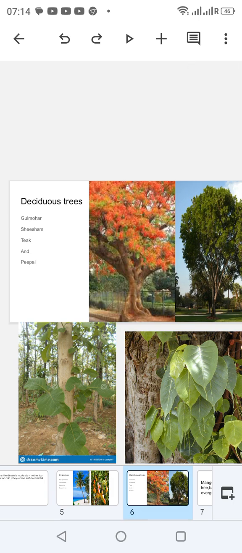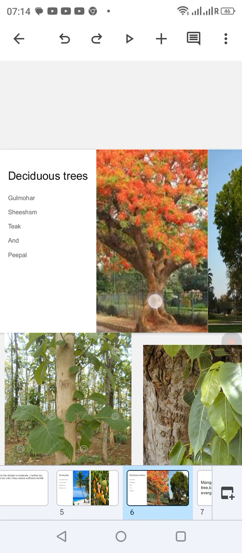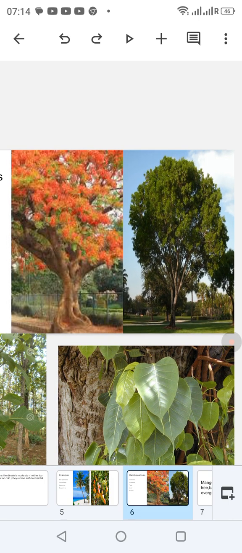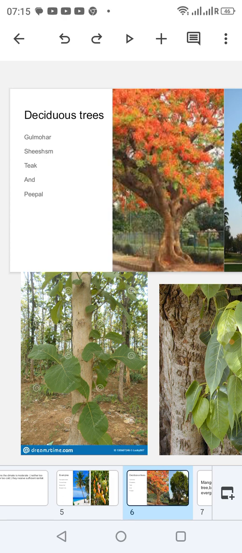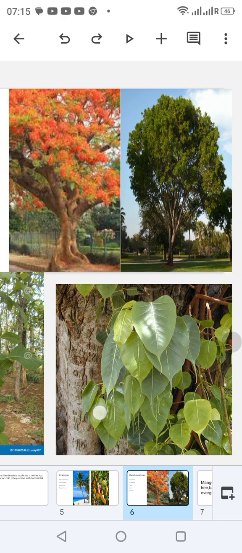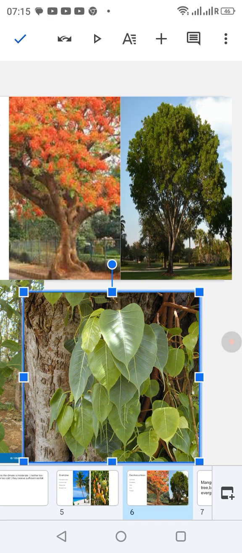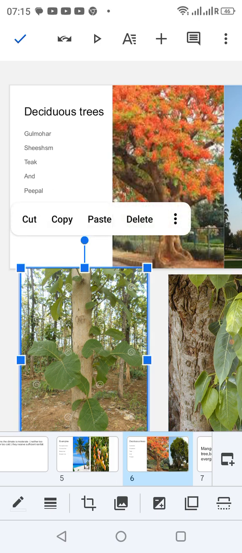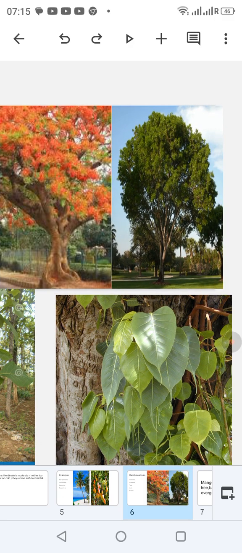And what about the examples for deciduous trees? For deciduous trees, four examples are here for you. The first example is the gulmohar tree. The next one is sheesham. The third example is teak, and the final one is peepal. This is our peepal tree, and this is the teak. So gulmohar tree, sheesham tree, teak and peepal come under the deciduous category.